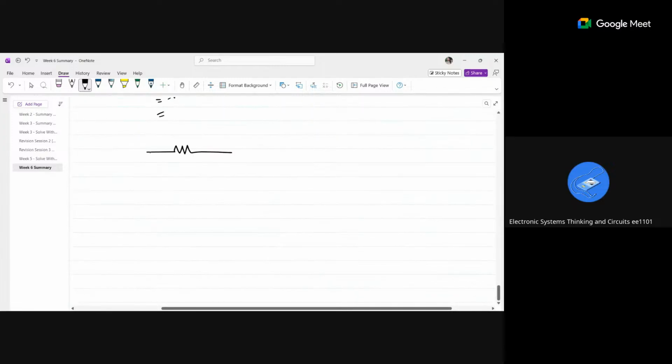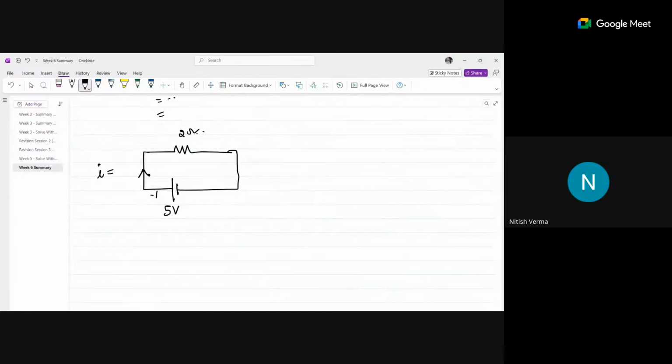Let me give you a simple circuit: a 5 volt source and a 2 ohm resistor. Since the resistance is 2 ohms, this is a resistor. What is the I value here? V by R, that is 2.5 amperes. What is this voltage source doing? Is it delivering power? Find the power delivered by the voltage source. This is my first question.